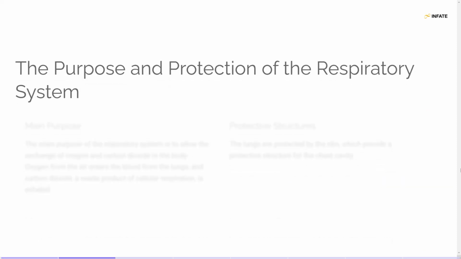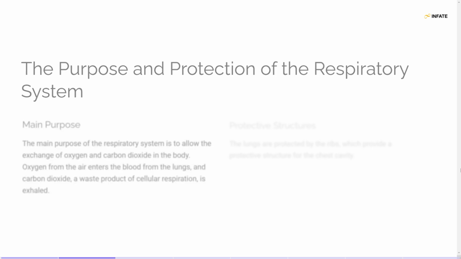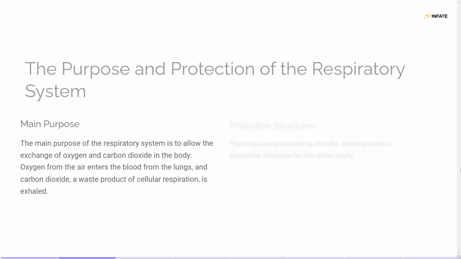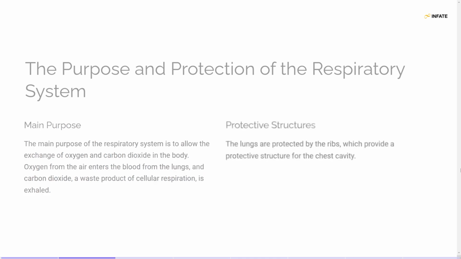Slide 2. The purpose and protection of the respiratory system. The main purpose of the respiratory system is to facilitate the exchange of oxygen and carbon dioxide in the body. Oxygen from the air is absorbed into the blood through the lungs, while carbon dioxide, a waste product of cellular respiration, is expelled during exhalation. Protective structures include the ribs, which safeguard the lungs by forming a protective cage around the chest cavity.